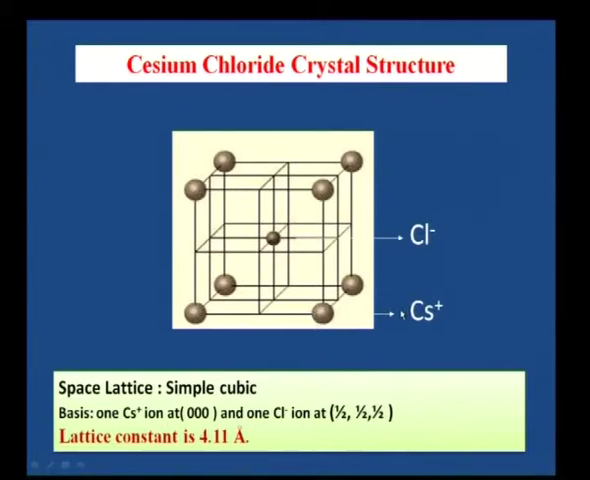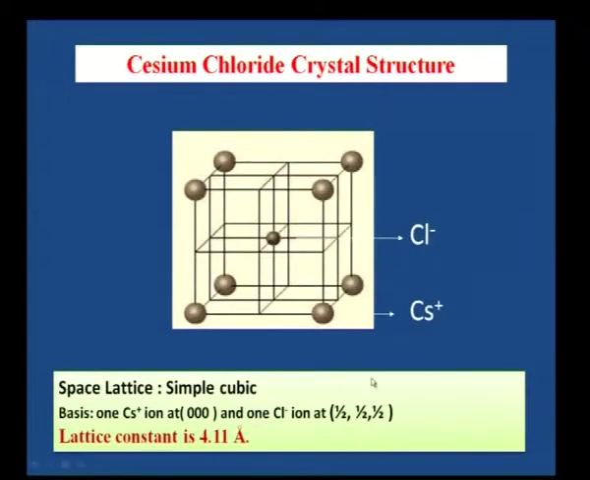Now, in the solid state like NaCl, CsCl also is an ionic solid. You have got cesium ion and chlorine ion. The space lattice is simple cubic. The interesting point is, the structure looks like this: you have got atoms at the corners and you have got atom at the body center. But anyway, the point is, the crystal structure is not body centered cubic, it is simple cubic, that should be remembered, and it is a simple cubic with the basis.